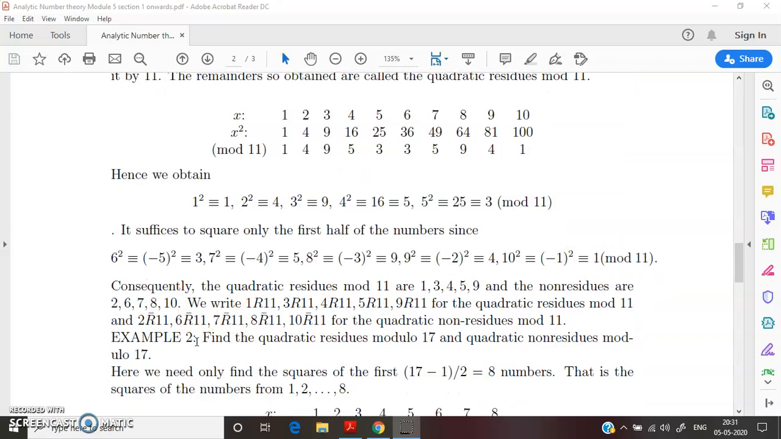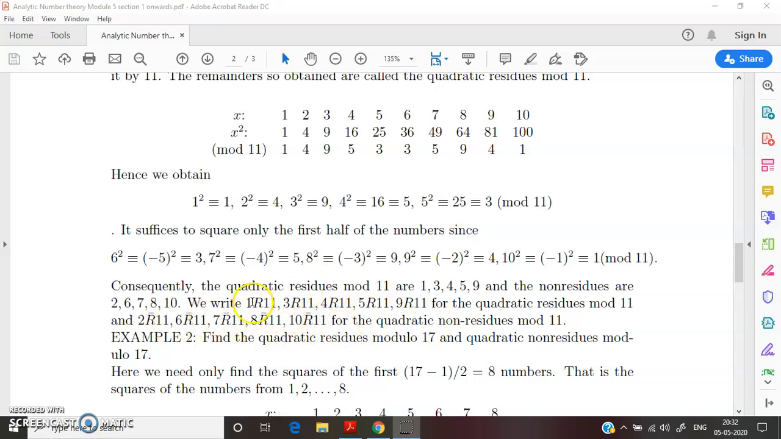Thus the quadratic residues modulo 11 are 1, 3, 4, 5, 9, because here we get 1, 4, 9, 5, 3, so the same numbers are repeating. These are the quadratic residues modulo 11. And all the remaining numbers between 1 and 10 are the non-residues. That is, 2, 6, 7, 8, and 10 are the quadratic non-residues.